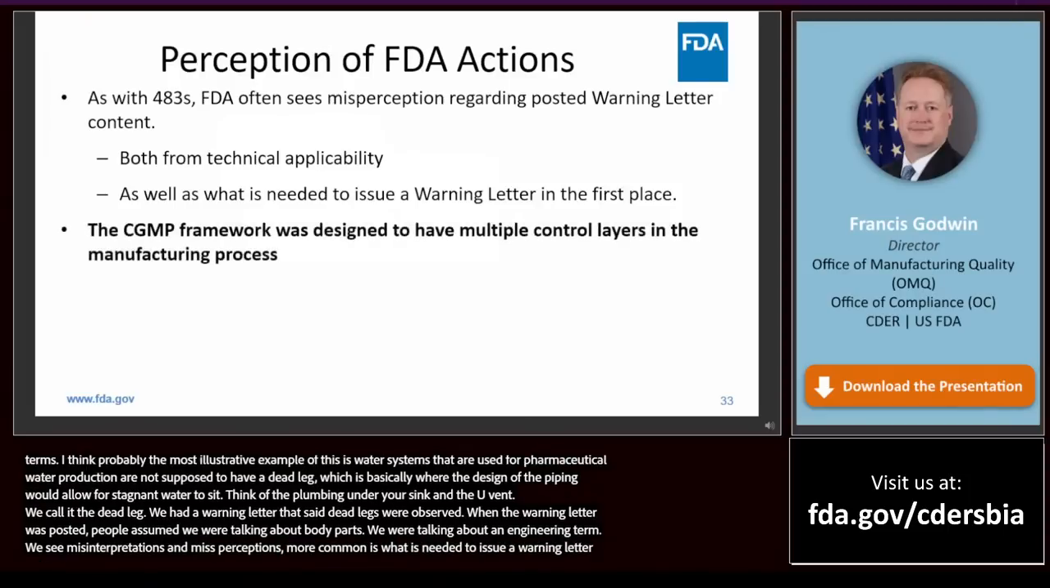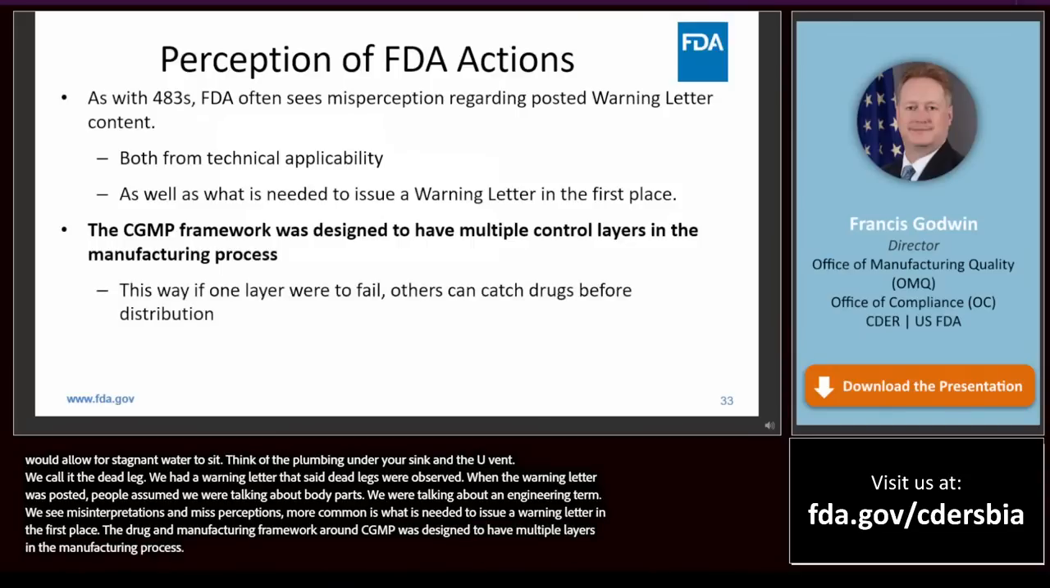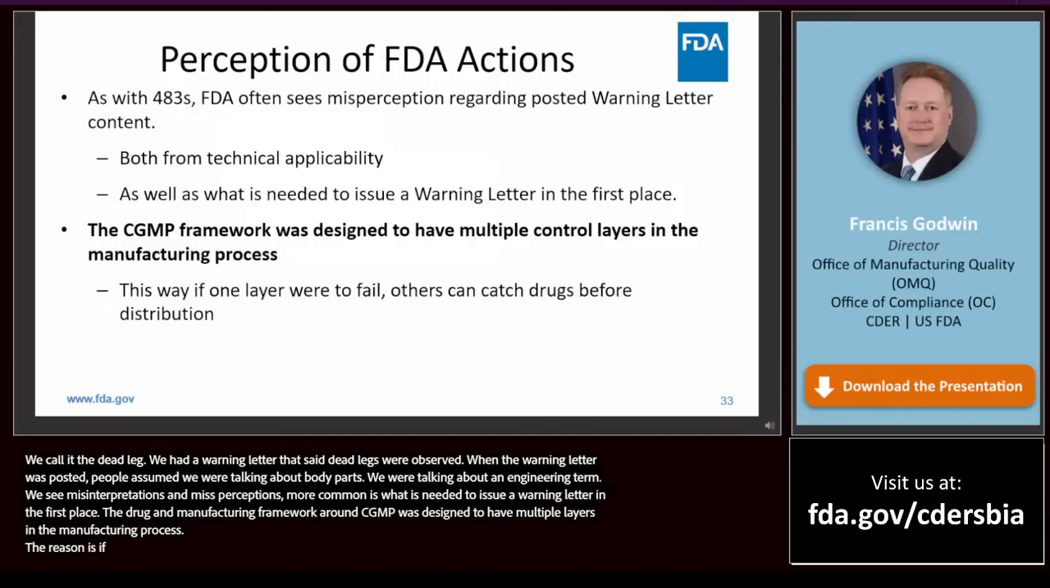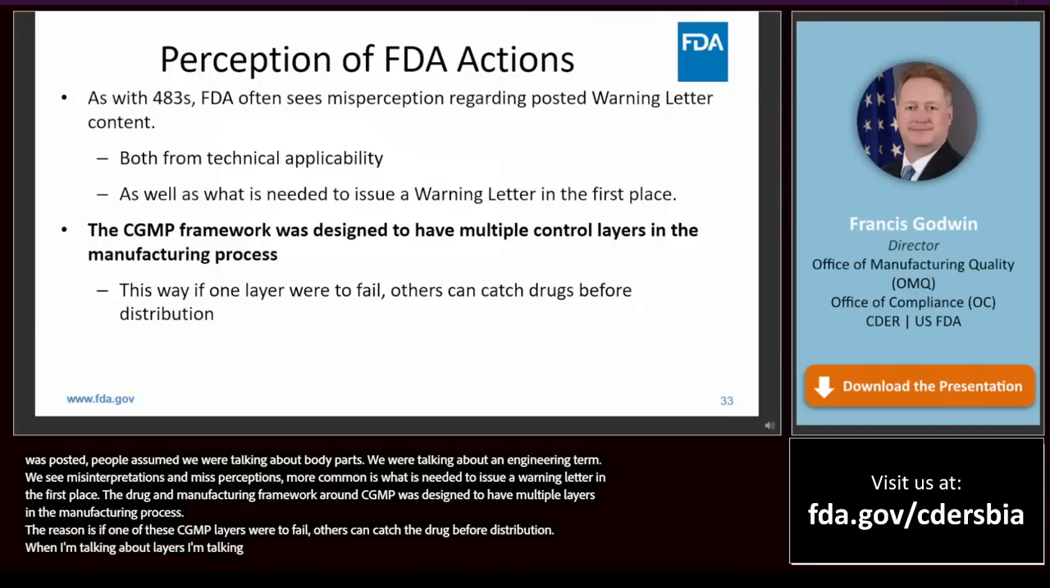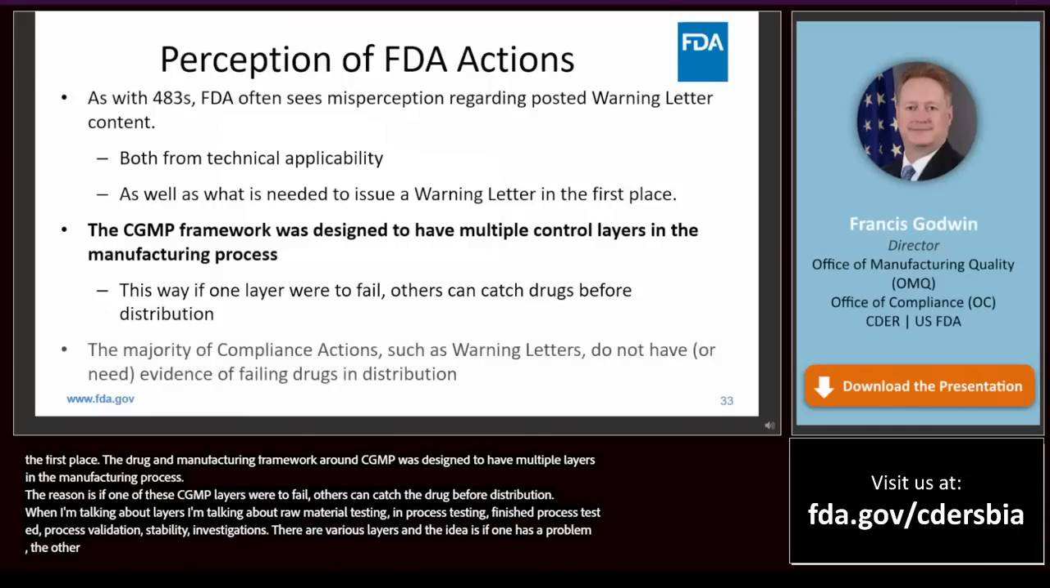So before I get into that, I want to point out one thing. The drug framework and the manufacturing framework around it in CGMP was literally designed to have multiple control layers in the manufacturing process. And the reason for this is that if one of these CGMP layers, so to speak, were to fail, others can catch the drug before distribution. And when I'm talking about the layers, I'm talking about raw material testing, in-process testing, finished product testing, process validation, stability, complaint review, investigations. There's various layers, and the idea is that if one were to have a problem, the others should catch drugs that are problematic before they're distributed.